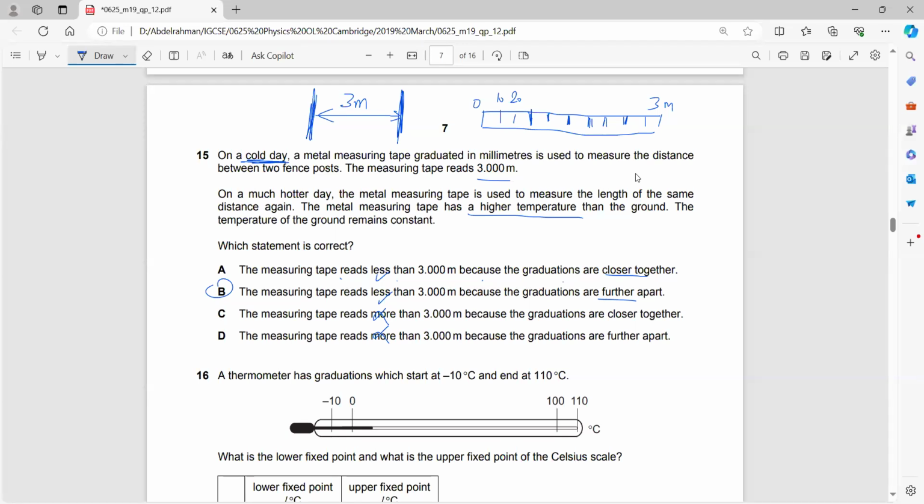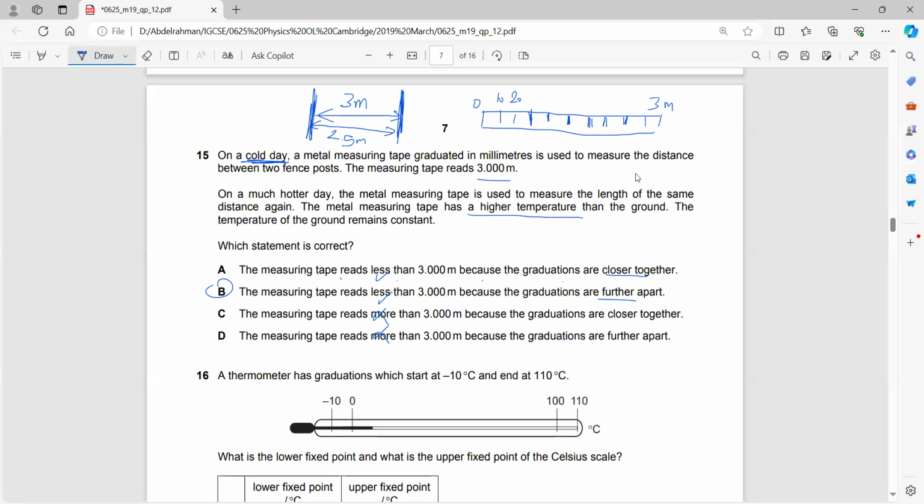What happened to the distance? It actually increased. Why? Because the temperature increases and it expands due to thermal expansion. When the distance increases, it will read a much less reading. For example, if you use the same measuring tape now, it will read the distance of 2.5 meters, for example. Is that right? No, it's wrong.